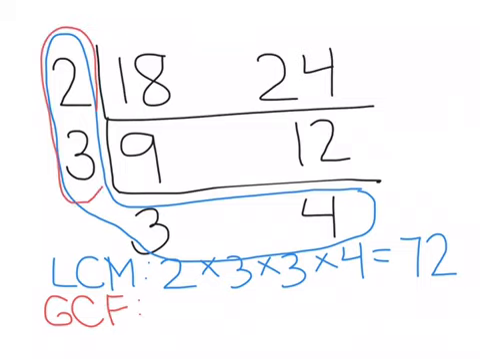If I was going to find the GCF, or greatest common factor, I'm only going to multiply the numbers on the left of my bobsled. Those were the numbers that both of our starting or original numbers had in common and could be evenly divided by. So if I multiply those on the left together, 2 times 3, that means my greatest common factor would be 6.